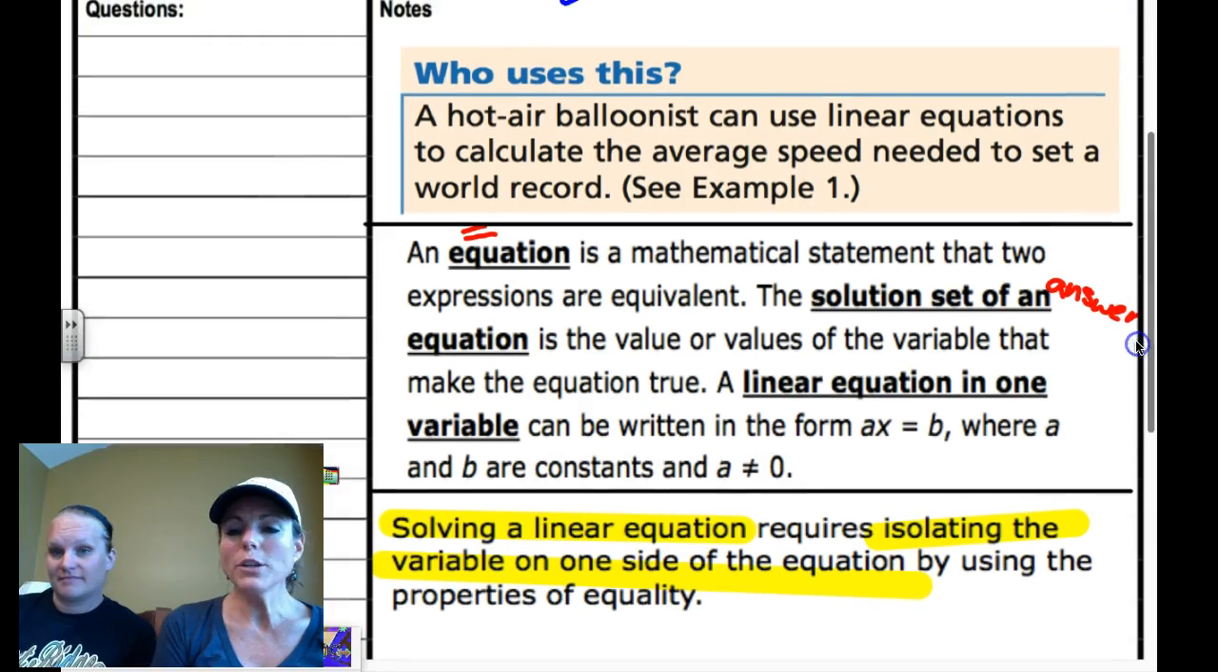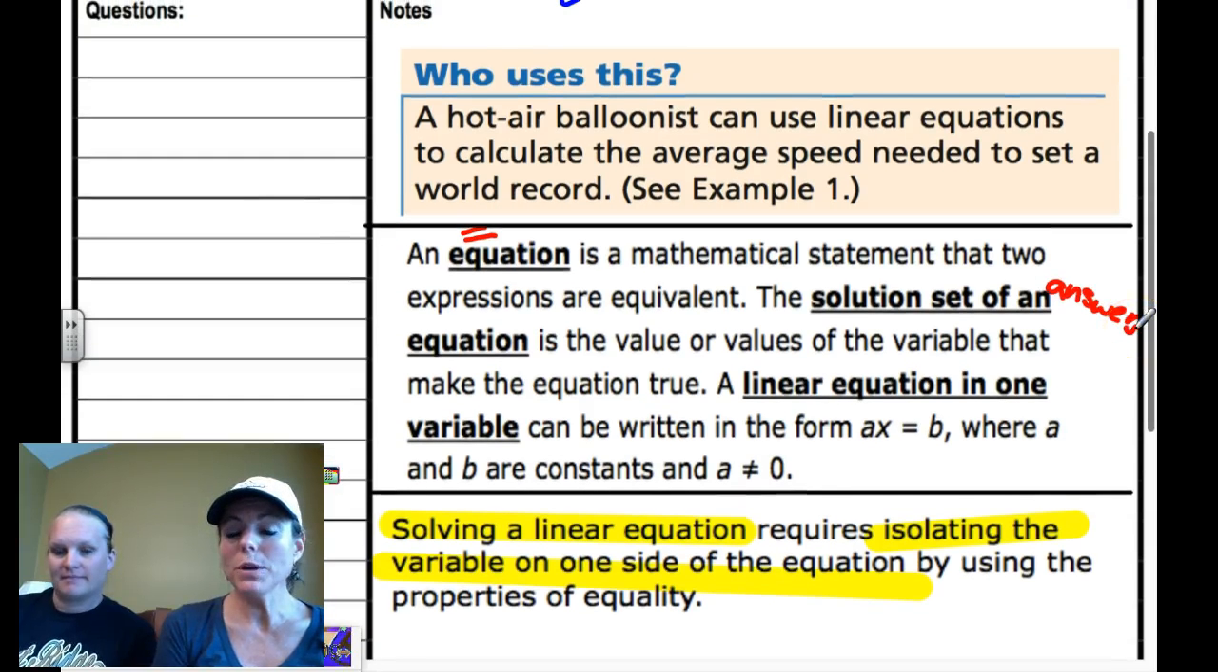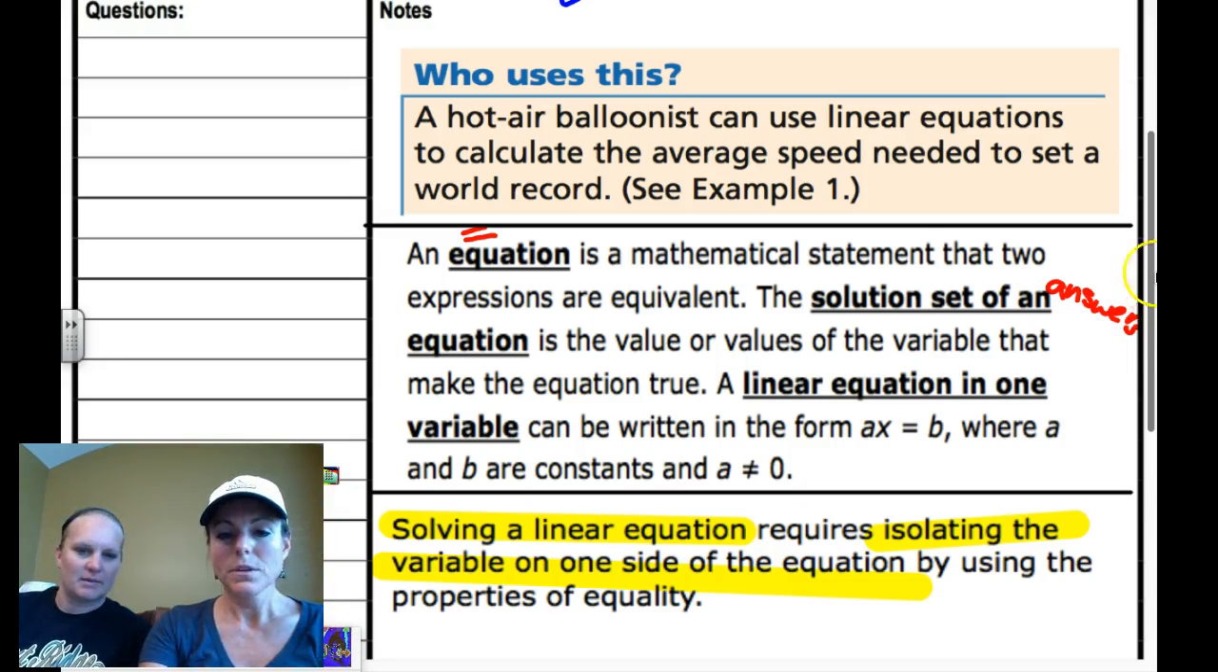And a linear equation in one variable can be written in the form ax equals b, where a and b are constants, and a cannot equal 0. We'll talk about that more.